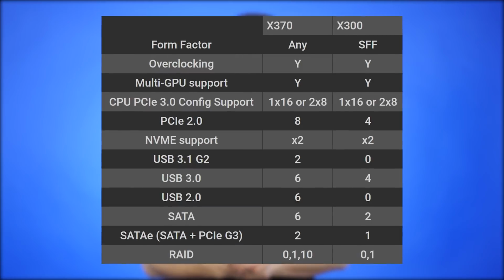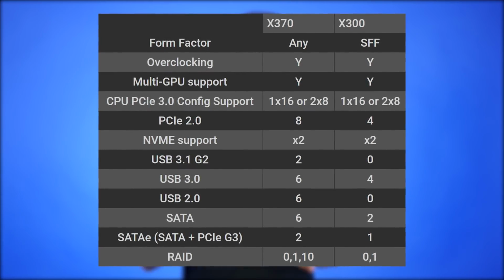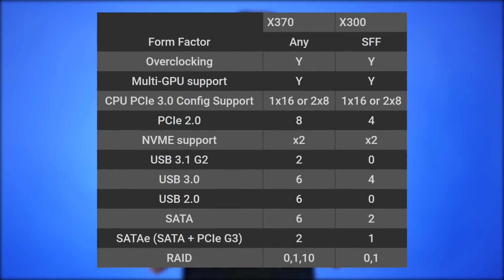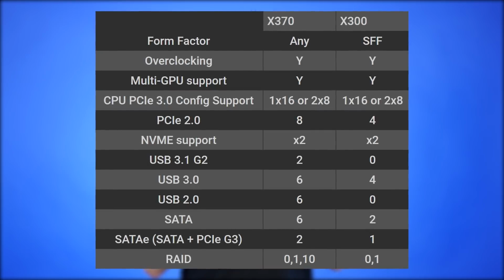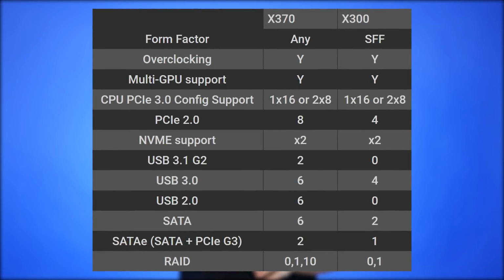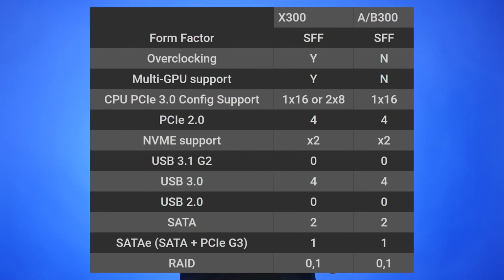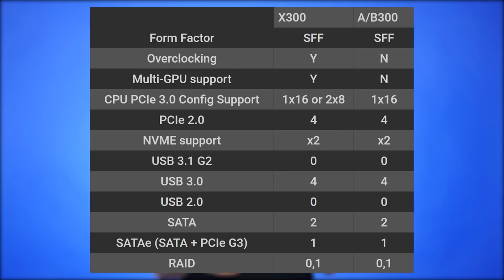X300 has similarities to X370. It's the only other chipset that supports both overclocking and multi-GPU configurations, but it's got slightly less of everything else. 4 PCIe 2 lanes, 4 USB 3 ports, 2 SATA ports, or 1 SATA Express port. And that's actually the exact same for A and B300. The only difference between them and X300 is support for overclocking and multi-GPU. A and B300 don't have that. Both SFF chipsets also only support RAID 0 and 1.